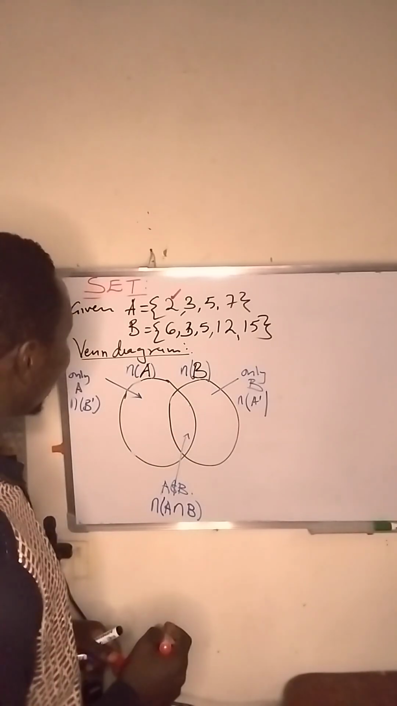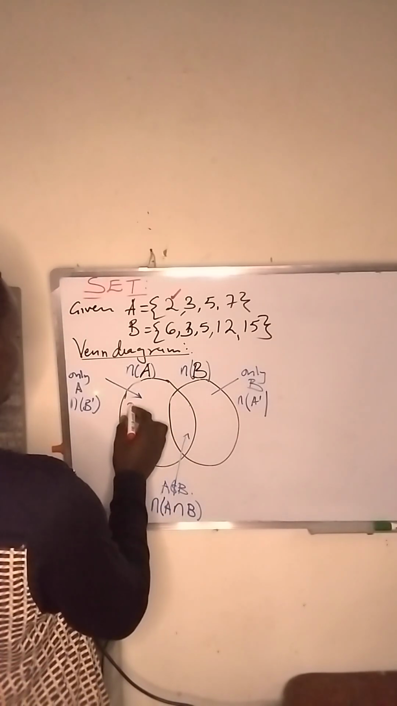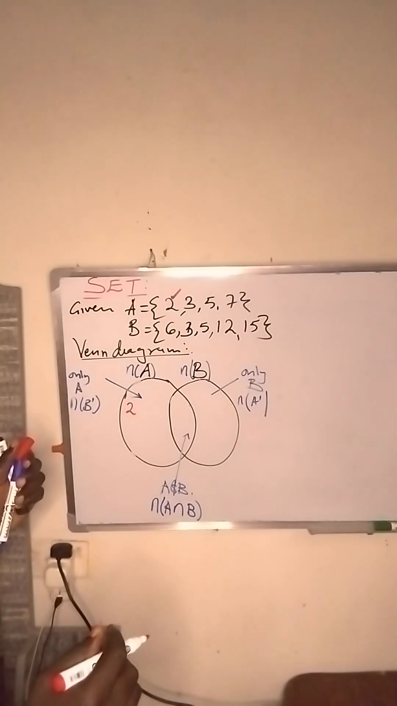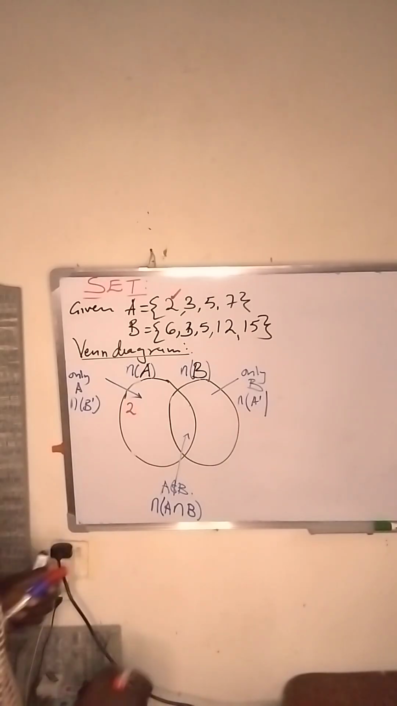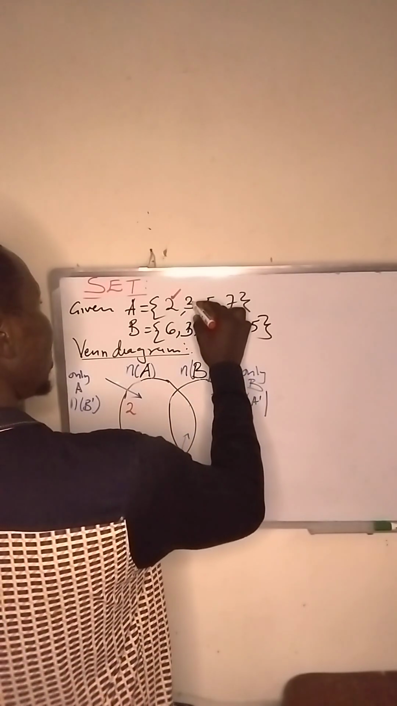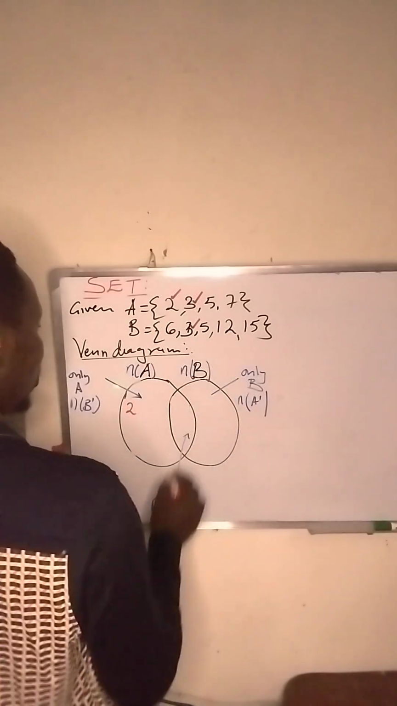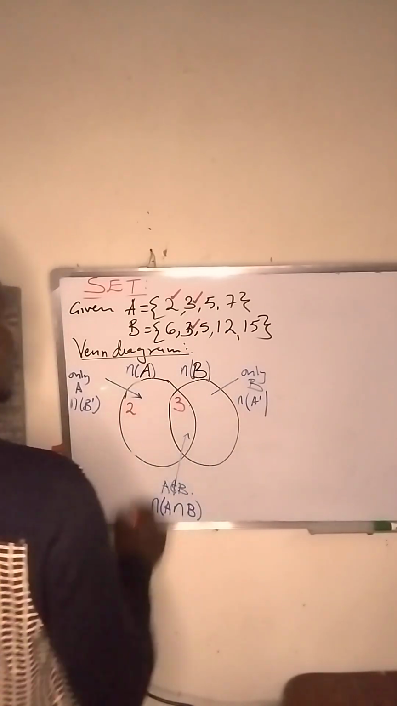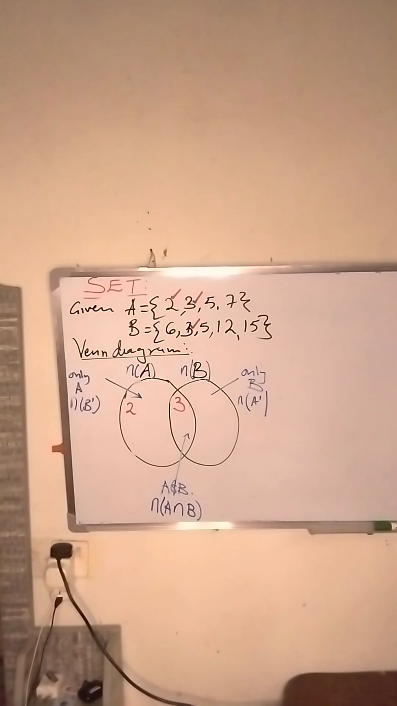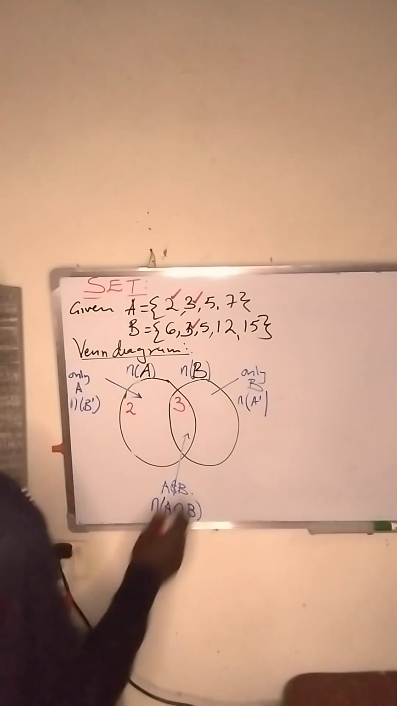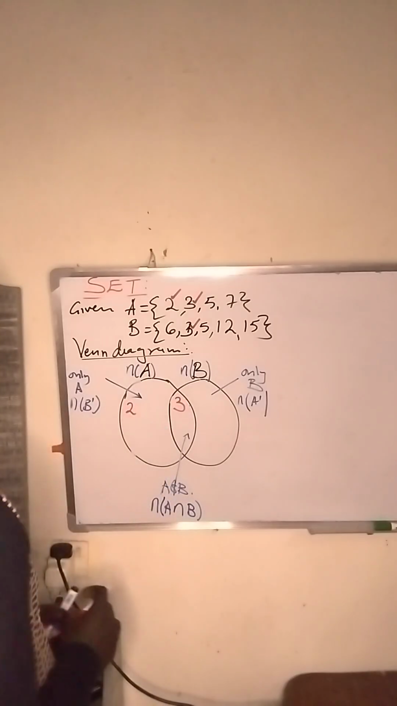Automatically, no. It means a 2 qualifies to be in only A. Are we together? Now we look at, is a 3 found down? Yes. There is a 3. It means a 3 comes in the intersection part. Are we together, members? Then we proceed with a 5.